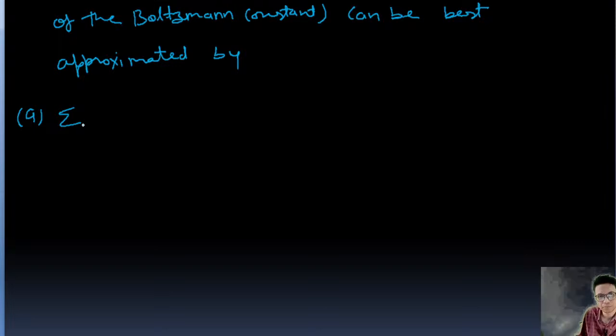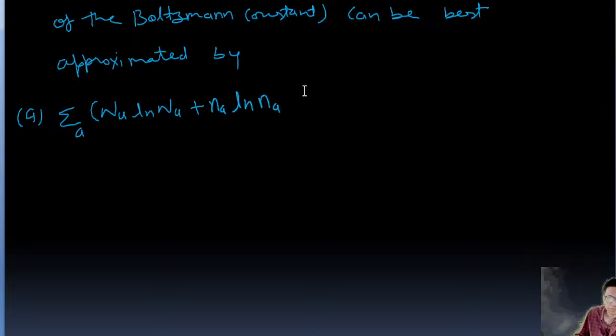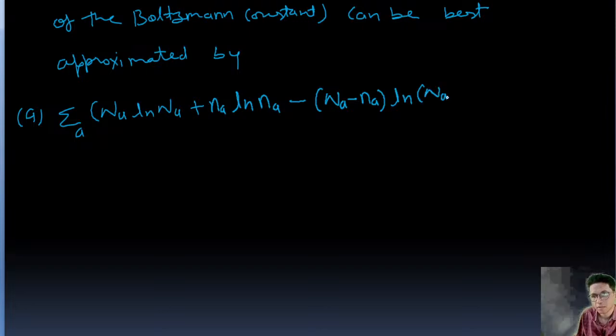Option A is sigma over A of Na ln Na plus Na ln ln Na minus Na minus Na ln Na minus Na.